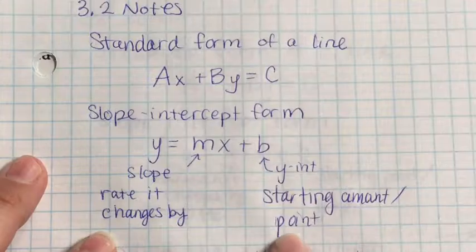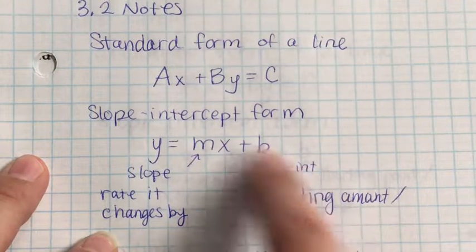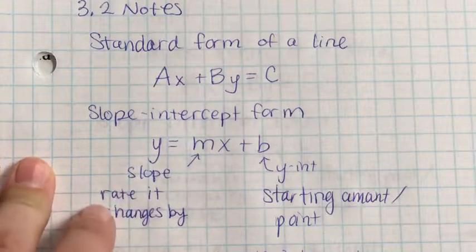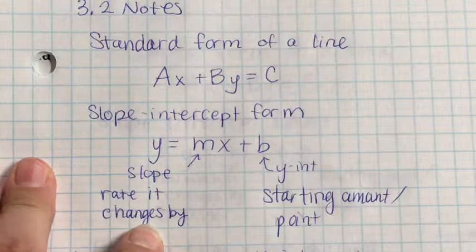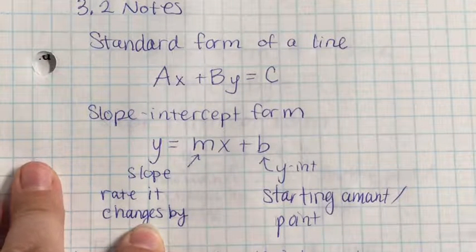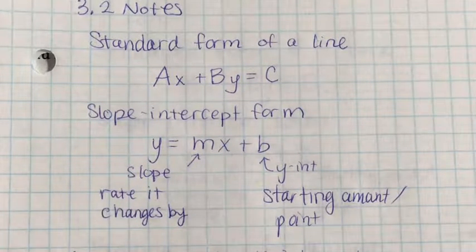It's the starting amount or starting point, and it's also called the y-intercept since it's the slope-intercept form. M we know is the slope, but it's also how much it would change by. So like, if we were to talk about how much money we earn altogether, then it would be based on however much we charge per cup or something like that.